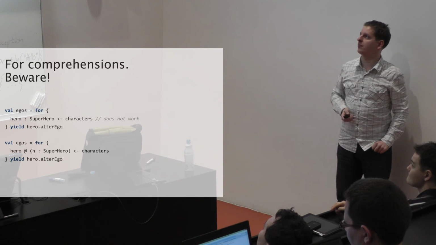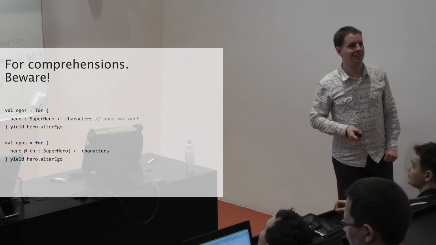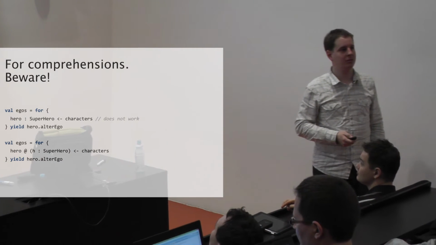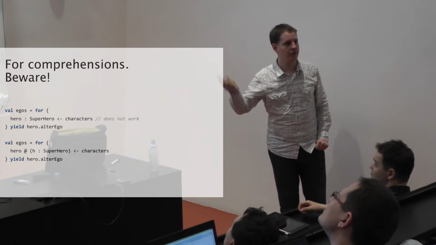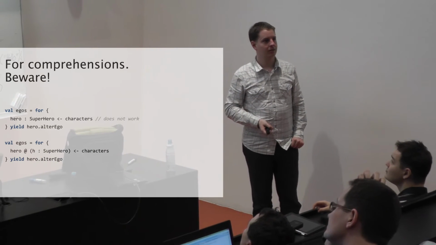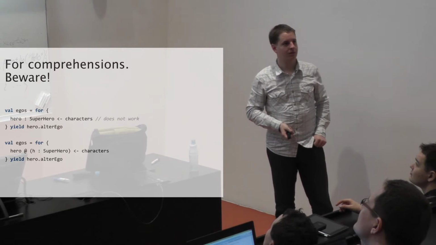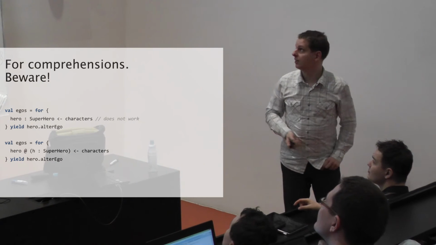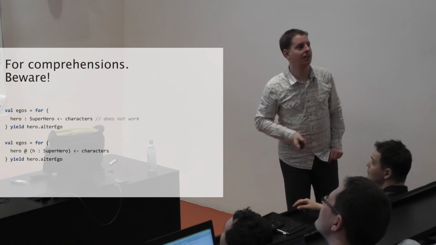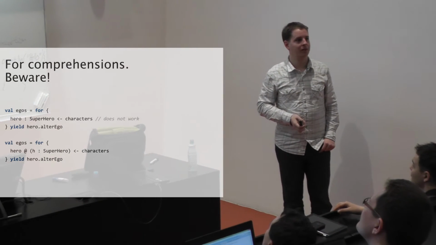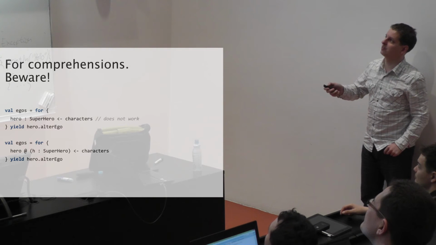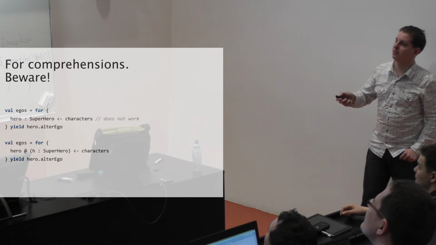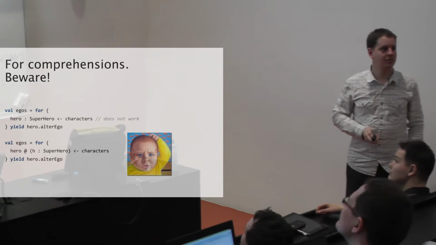You have to write it like this. This is again a language inconsistency. I'm not really sure about the reason. There is a ticket somewhere among the Scala authors. I'm not really sure. It still doesn't work in Scala 2.10.1. So if you want to filter characters against superheroes, you need to write this syntax.